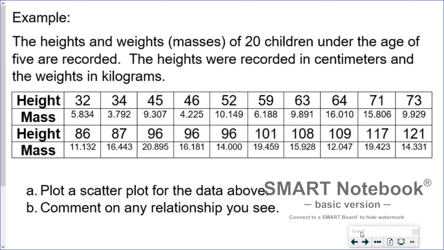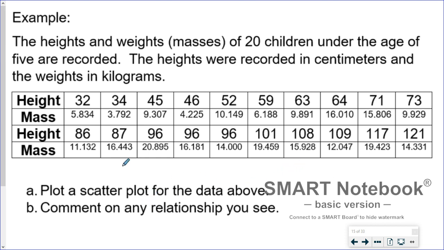All right, so here we have an example. The heights and weights, which are masses in this case, of 20 children under the age of 5 are recorded. The heights were recorded in centimeters and the weights in kilograms. All right, so A, plot a scatter plot for the data above. Comment on any relationship you see.